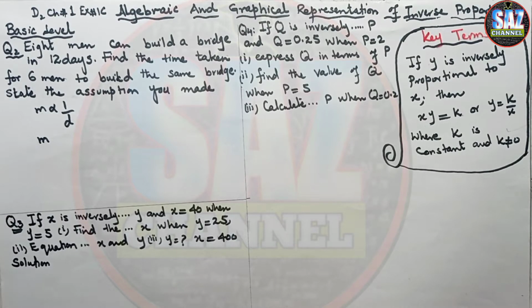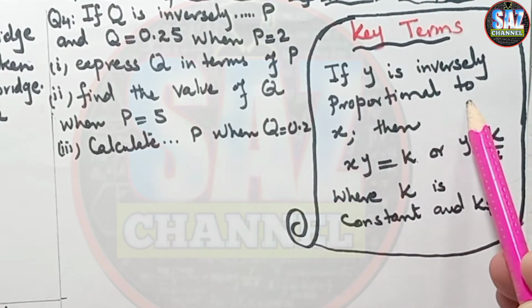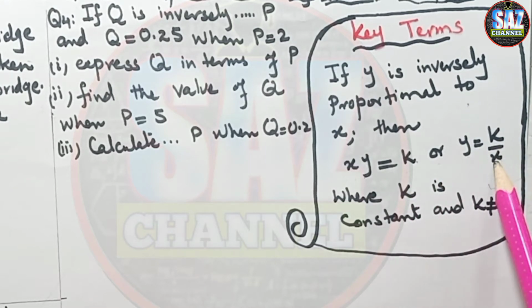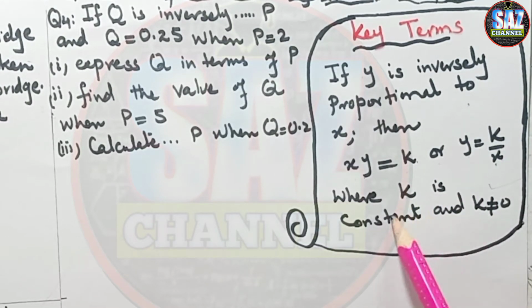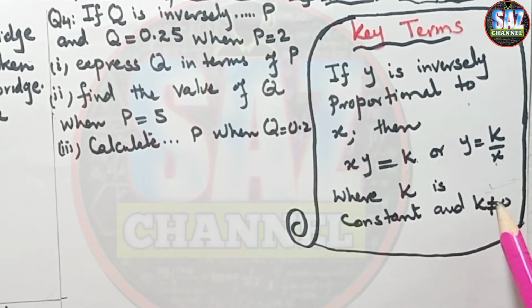Before going to the lesson, there are some key terms that we have to understand: if y is inversely proportional to x, then xy equals k or y equals k by x, where k is the constant of variation and k should not be equal to 0. Let's move to the basic level.